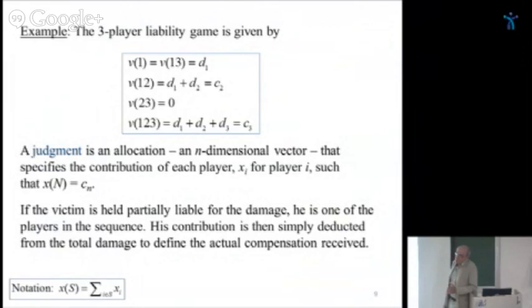The victim could have some responsibility at some point. We can come to that.